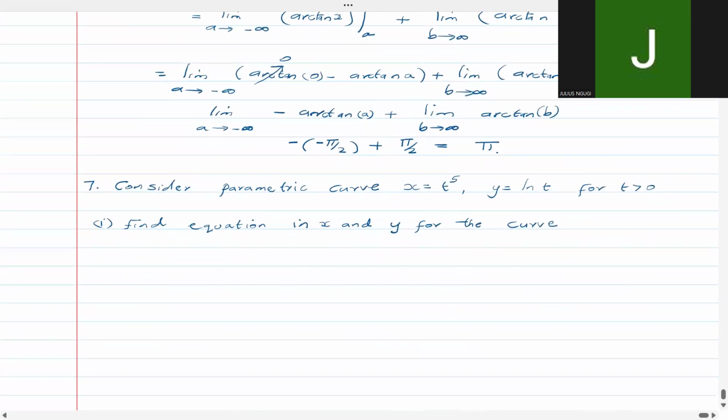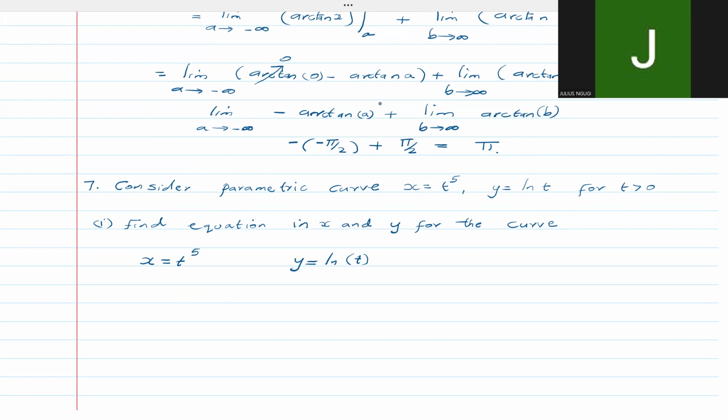So consider the parametric curve x equals t to the power 5 and y equals ln of t, for t greater than 0. Then we find the equation in x and y for the curve. So we have x equals t to the power of 5, and y equals natural log of t. To write this equation in terms of x and y, it's easier to change y. You can change either one, but let's change y equals ln of t.